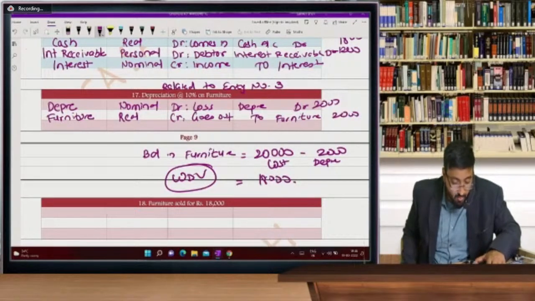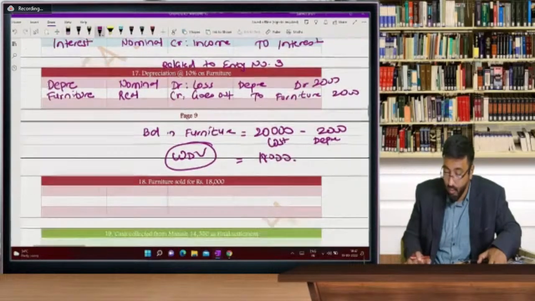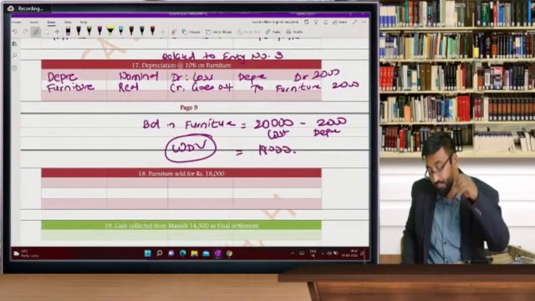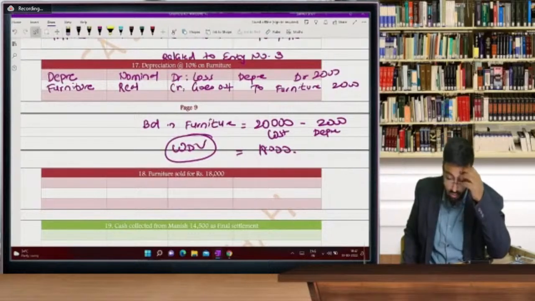So depreciation to furniture. Yes, thank you, beta. Some students have written furniture to depreciation. Wrong. Now, beta, tell me what is the entry for 18,000? We sold furniture for 18,000.